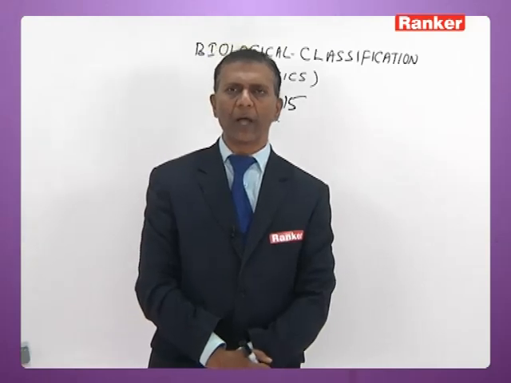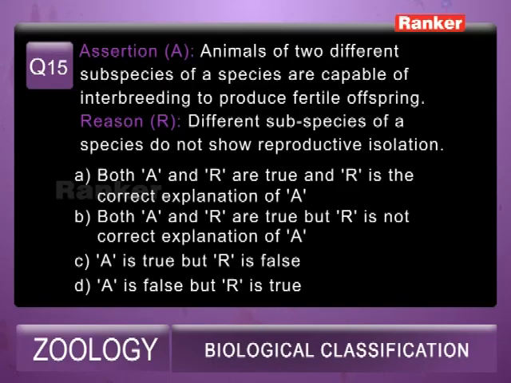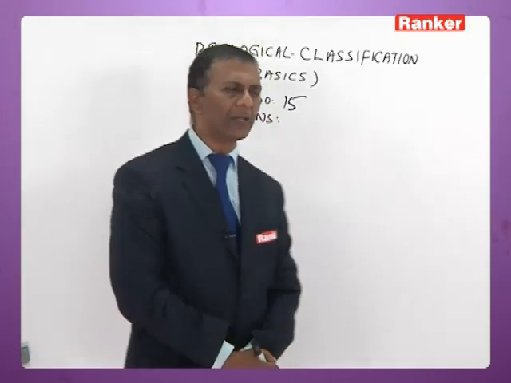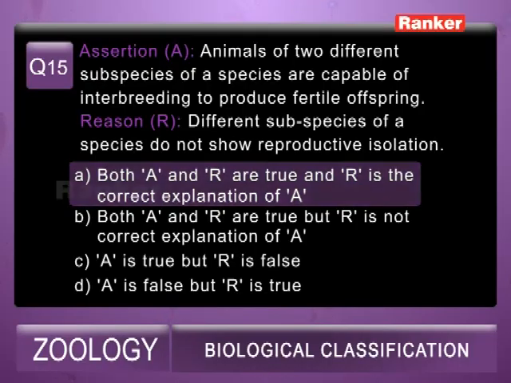Now the options. A, both assertion and reason are true, and reason is the correct explanation of assertion. B, both assertion and reason are true, reason is not the correct explanation of assertion. C, A is true and R is false. D, A is false and R is true. So for the 15th question, the correct answer is A: both assertion and reason are true, and reason is the correct explanation of assertion.